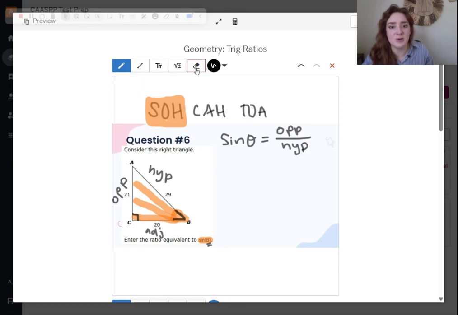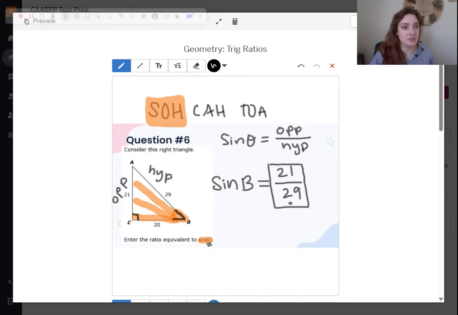Now, for sine, we don't even have to worry about adjacent, so I'm going to erase it because it's not even relevant for us. So for the sine of B, it's the opposite side, 21, divided by the hypotenuse, 29. And that's it. That's what you would type for your ratio. 21 divided by 29.